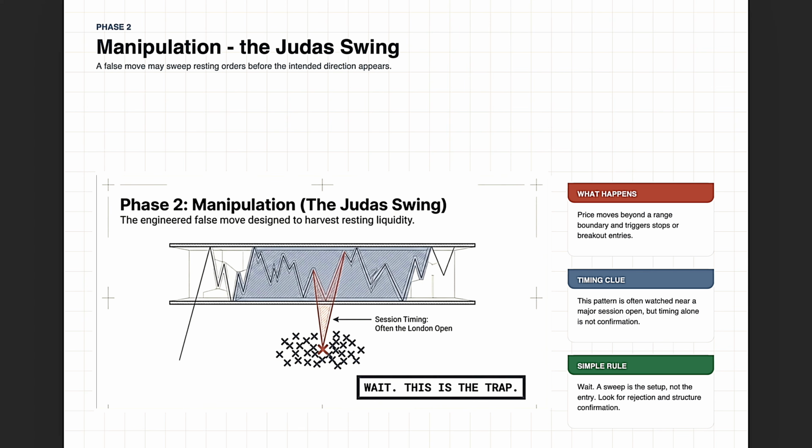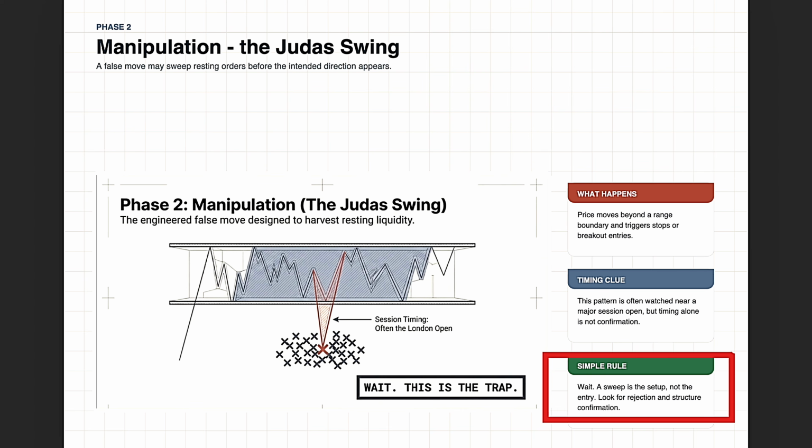So what is the price doing? It's moving in a range. And what does it do here? It hits stop losses. For those who try to trade the range as well, after that you need to look for a time clue. Now, where is this pattern seen? This pattern is often watched near a major session open, but timing alone is not a confirmation. We cannot determine just based on timing when this manipulation phase will happen, but you have to wait here.